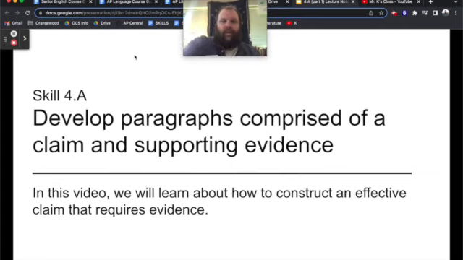We are going to talk about developing paragraphs comprised or made up of a claim and supporting evidence. The last couple lectures were about kind of identifying those things. What are those things? How do authors use them? How can we use them in our own writing?